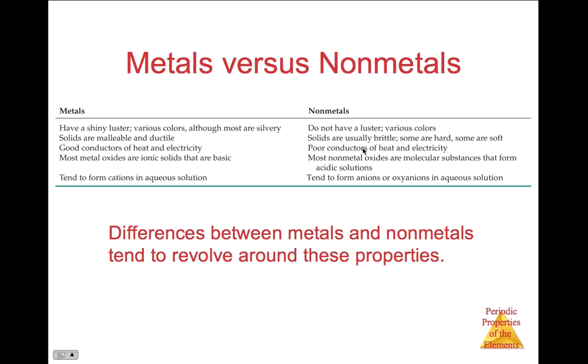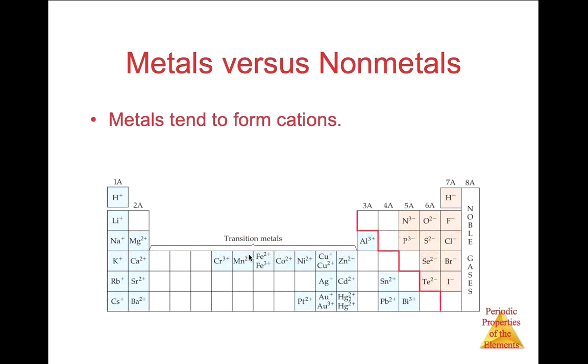Nonmetals don't have luster. In other words, they're not very shiny. They're usually brittle, and some are soft. They're poor conductors of heat and electricity, and most nonmetal oxides form acidic solutions. They tend to form anions or oxyanions in aqueous solution. You should memorize those differences between metals and nonmetals. Metals tend to form cations, nonmetals tend to form anions. And you can see right here some common charges for cations, some common charges for anions.